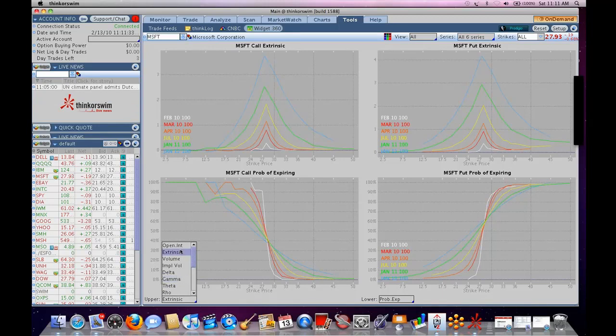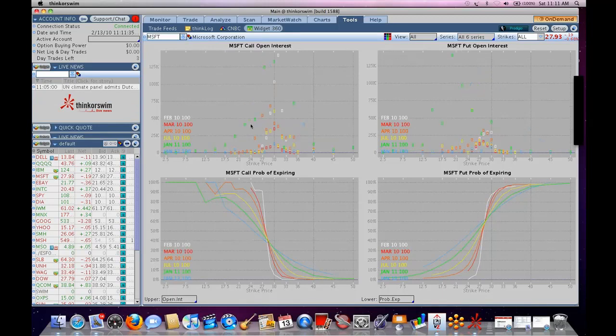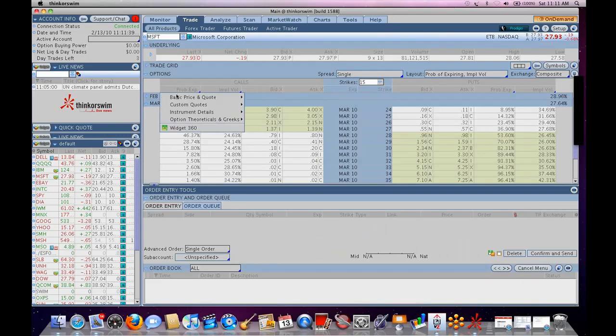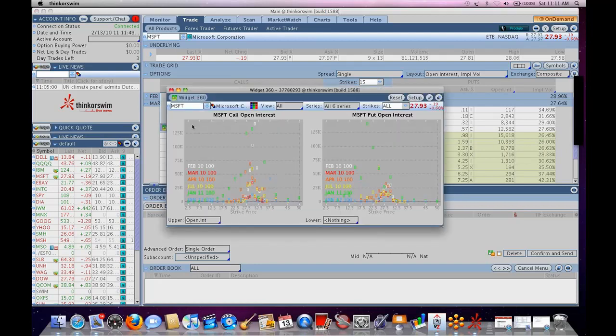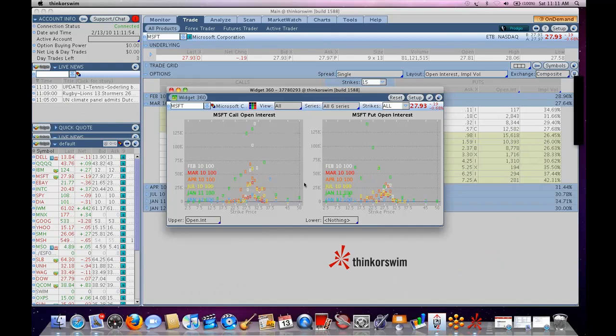choosing down here. Open interest is always popular. Where's the open interest in Microsoft? I can do it on the trade page as well. I simply change my column to open interest. Click on this, Widget 360, and it shows me the open interest for the calls, open interest for the puts, and sure, where's Microsoft right now?